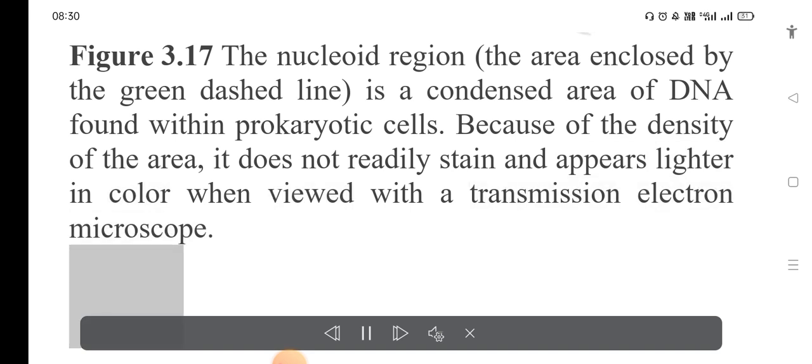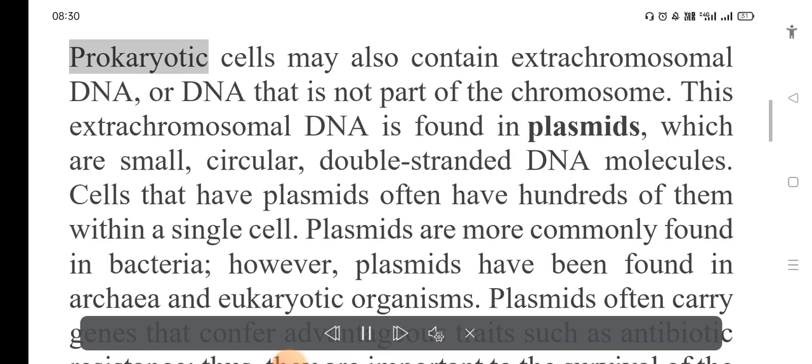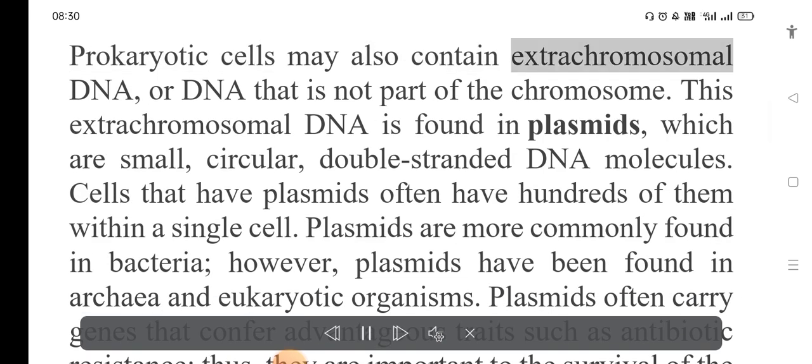Plasmids. Prokaryotic cells may also contain extrachromosomal DNA, or DNA that is not part of the chromosome. This extrachromosomal DNA is found in plasmids, which are small, circular, double-stranded DNA molecules. Cells that have plasmids often have hundreds of them within a single cell.